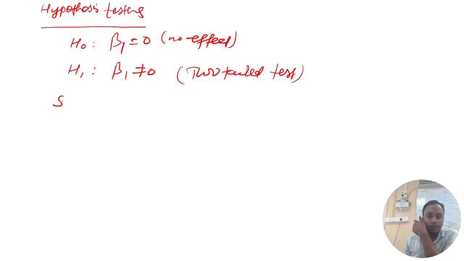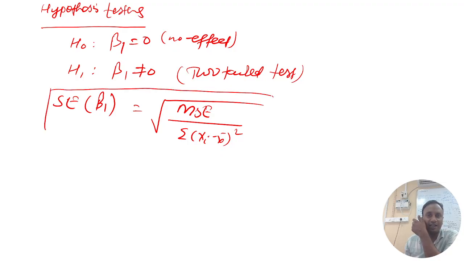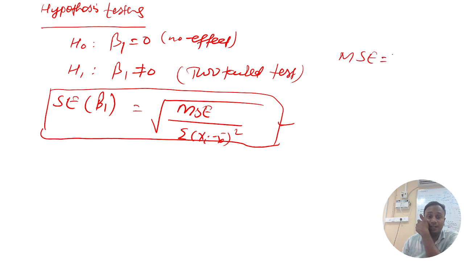So now we have to calculate the standard error square of beta 1. The formula is MSE upon summation of xi minus x bar whole square. This is one more formula we have to remember. So now we'll calculate the MSE, mean square error. What is the formula? RSS upon degree of freedom, which we have seen in the ANOVA. Is it?